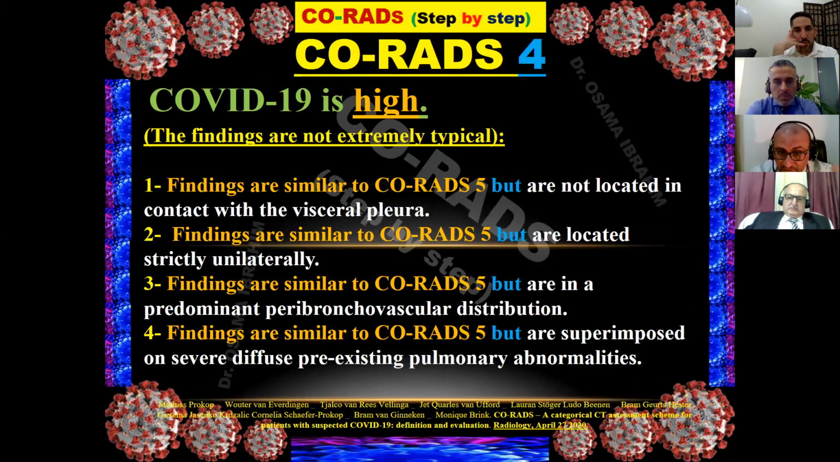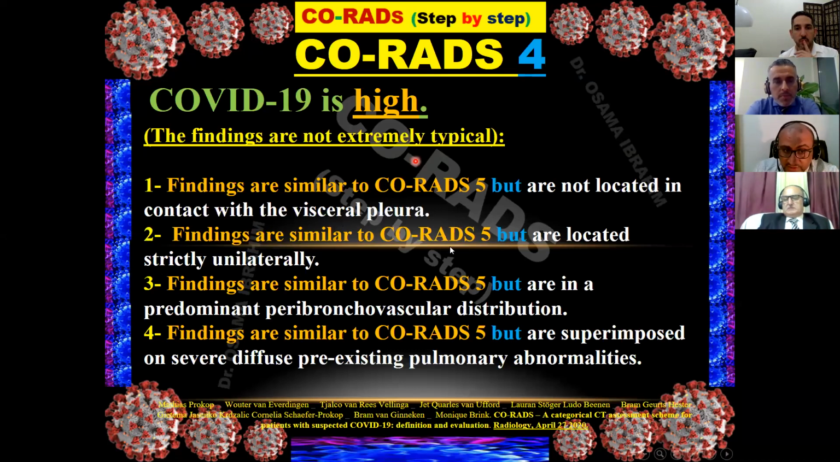However, if there are any exceptions, like I will talk about now, this is considered CORADS 4, and CORADS 4 means COVID-19 is highly suspected but not very high. It is high because the findings are not extremely typical. What are these exceptions? The first one is not being in contact with the visceral pleura. So if the ground glass is peripheral but not in contact with the visceral pleura, it is considered CORADS 4, not CORADS 5.